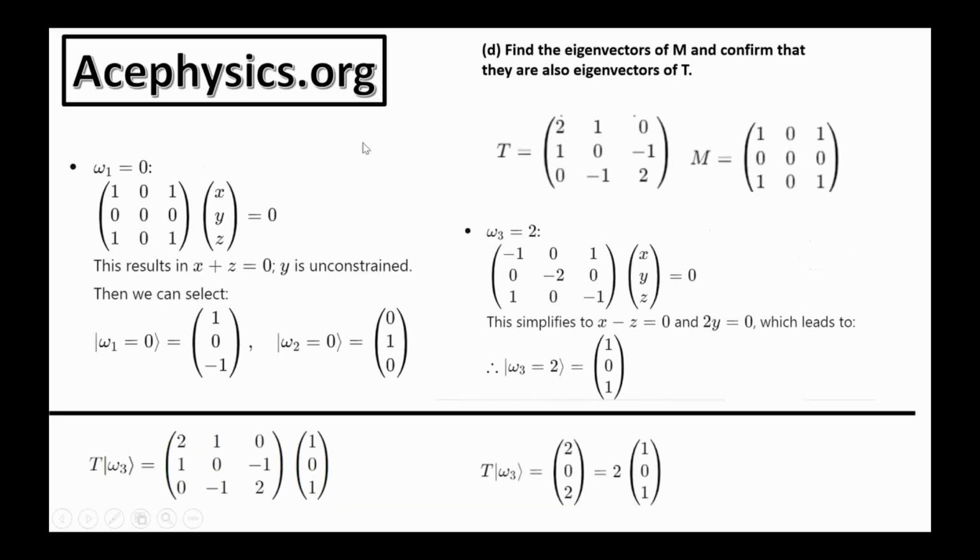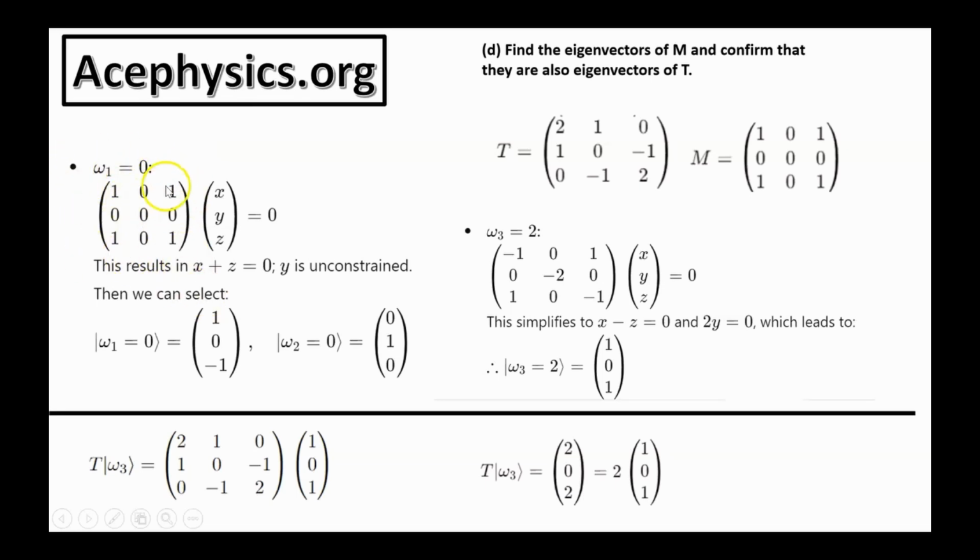Now let's look at part D. Find the eigenvectors of M and confirm that they are also eigenvectors of T. This is the matrix M. M had 2 degenerate eigenvalues equal to 0. So if I subtract 0 down the diagonal, it doesn't change anything.